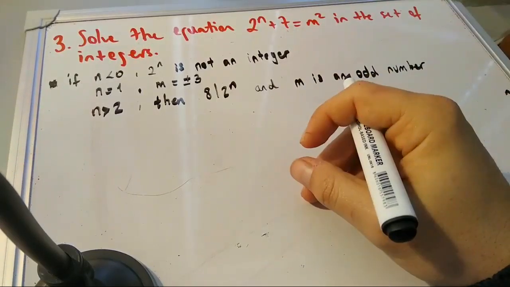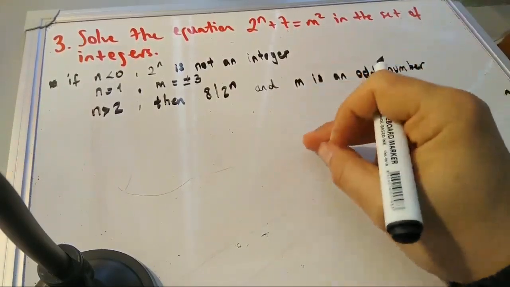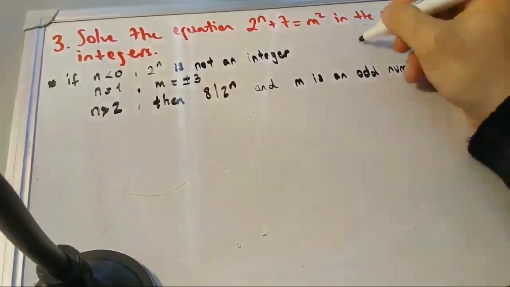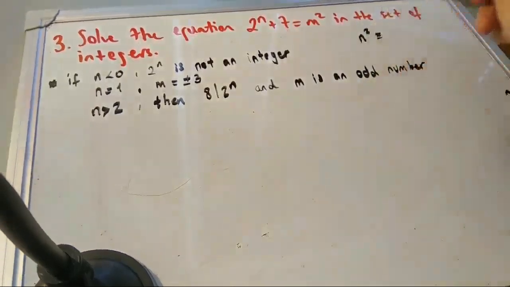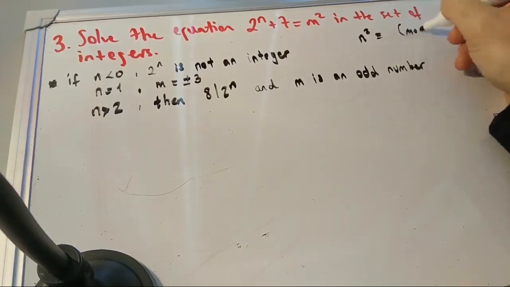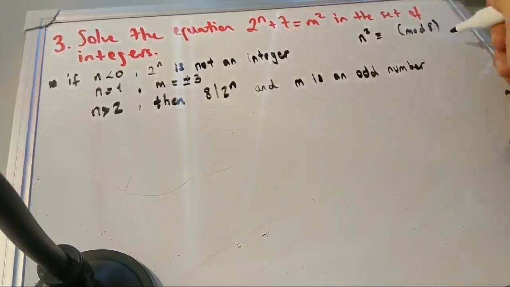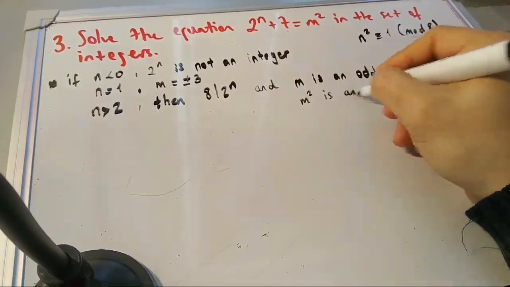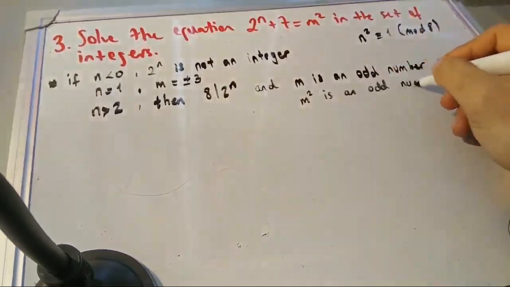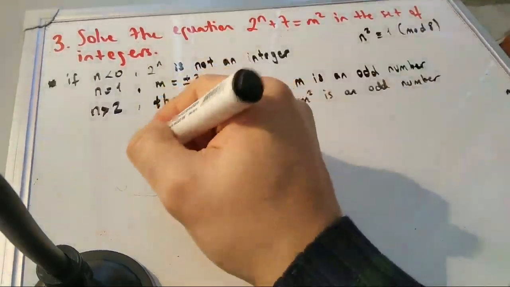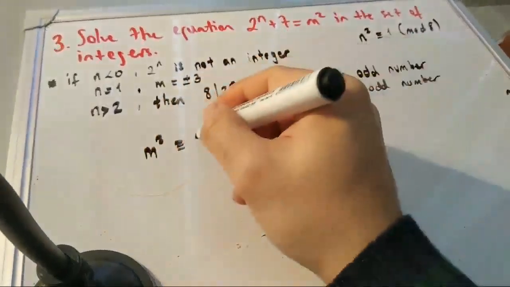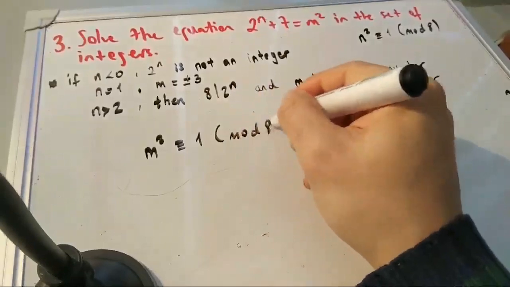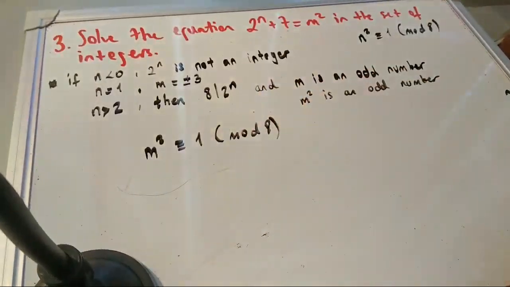Remember that if m is an odd number, then m squared, in the modular arithmetic system, when we divide by 8, the remainder is 1, right? Okay, so if m is an odd number, m squared is also an odd number. So we can say m squared is congruent to 1 in mod 8. Yes.